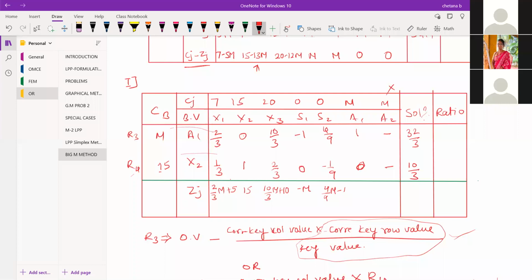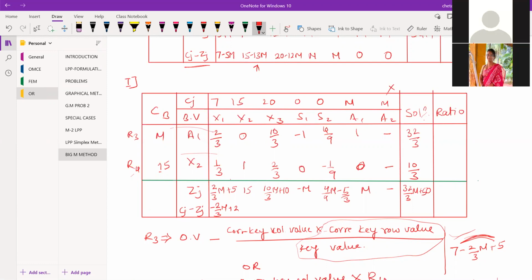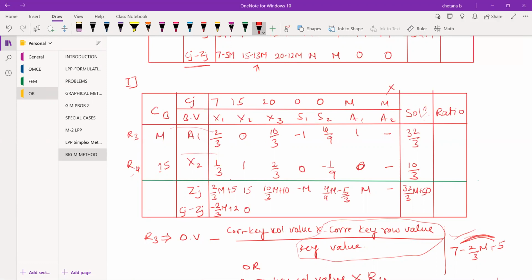Similarly, for M, this is 2/3 plus 5. As you can see, 2/3 M remains the same. You can just have the subtraction between 7 and 5. So I can write it like this: minus 2/3 times M plus 2. Is that fine? Correct. 15 minus 15 is 0. And the same thing here.